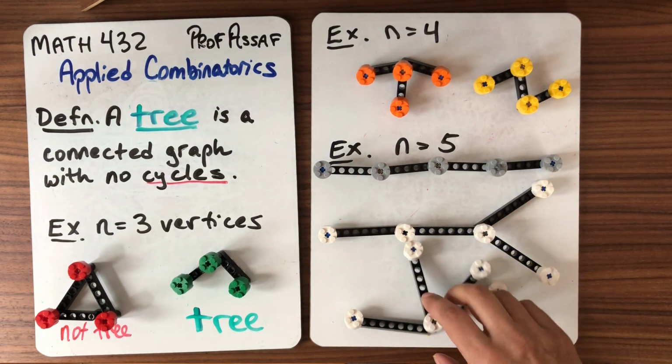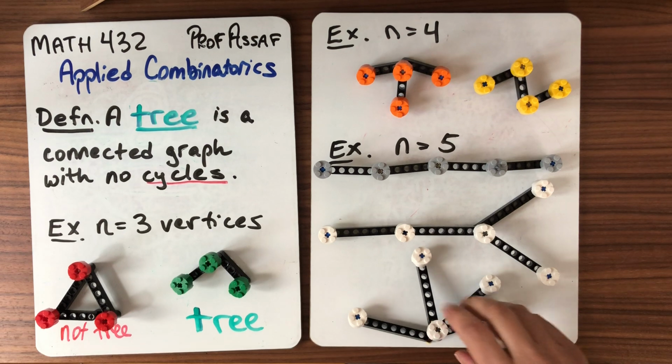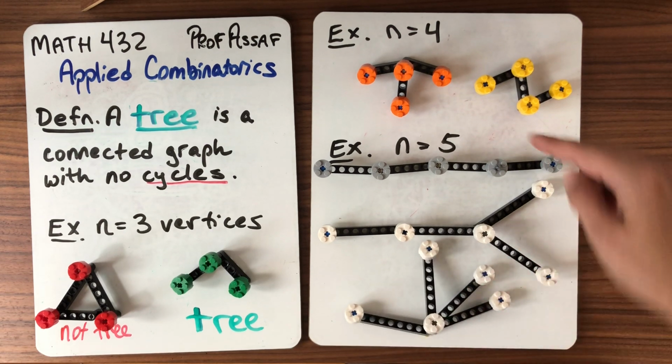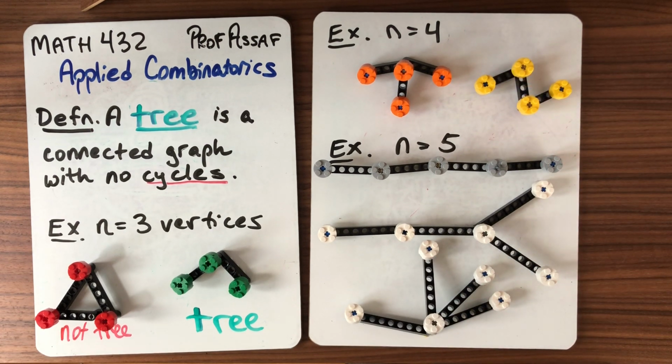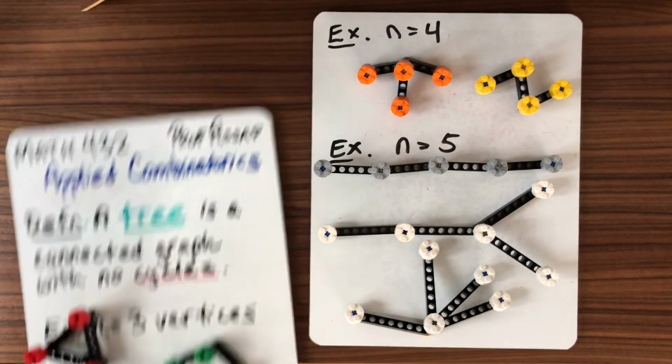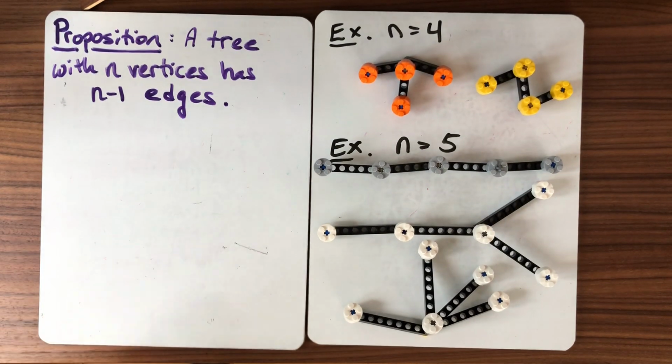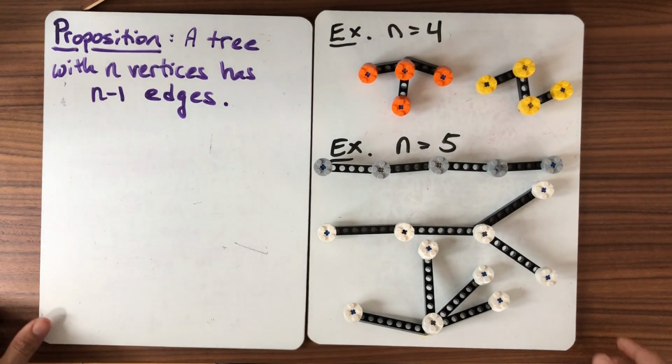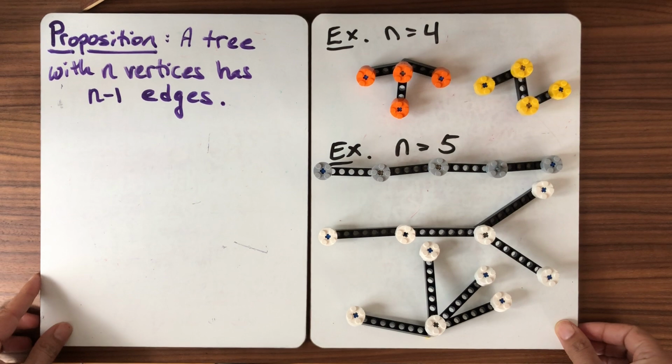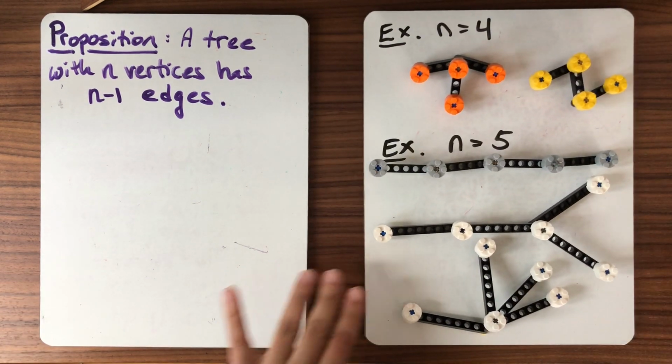Here, I have my 5 vertices, and I always have 4 edges no matter how I've done it. And in fact, up here in this example, for both trees on 4 vertices, I have exactly 3 edges. And so you might start to wonder, is that a theorem? In fact, I would say it's more of a proposition because it's not that hard to prove. So proposition: a tree with n vertices has n-1 edges. And here are our examples.